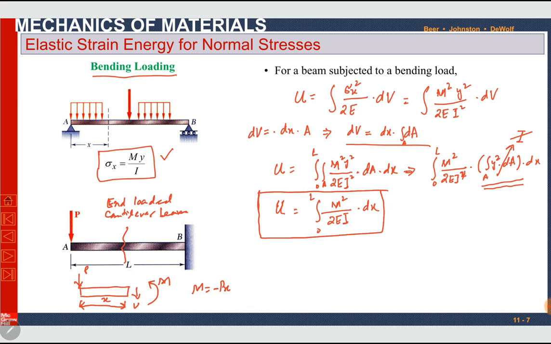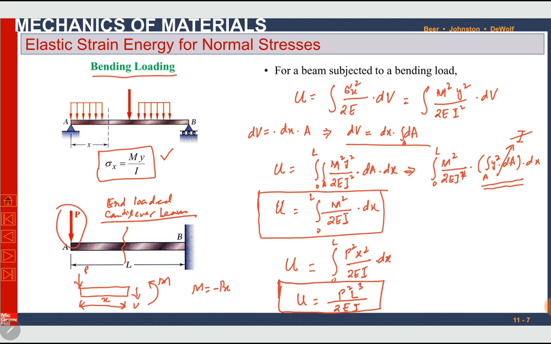Putting it in the above expression, it will be U equal to P square x square divided by 2EI into dx. If we integrate x square with respect to x, it will be P square L cube divided by 2EI. So this expression can be used for end loaded cantilever beams only. If we have a problem having a cantilever beam with a load at the free end, we can directly use this expression to calculate elastic strain energy.